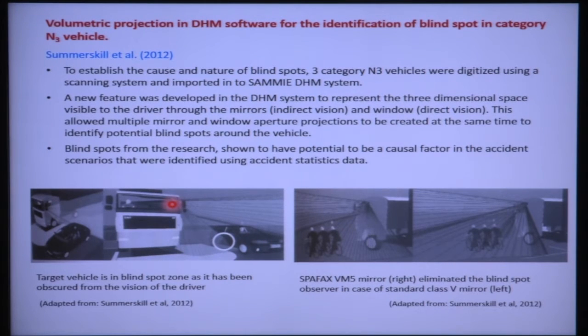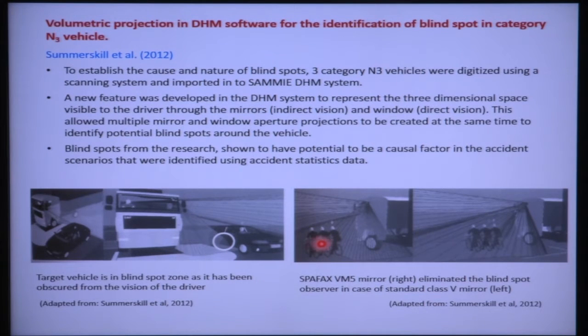So, as this vehicle is in the blind spot, it will not be visible to the driver. Similarly, if you look at this particular image, these 3 cycle riders are going, and none of them is visible; they are actually in the blind spot zone. None of the volumetric field of those mirrors is covering them. So, they are in the blind spot zone.